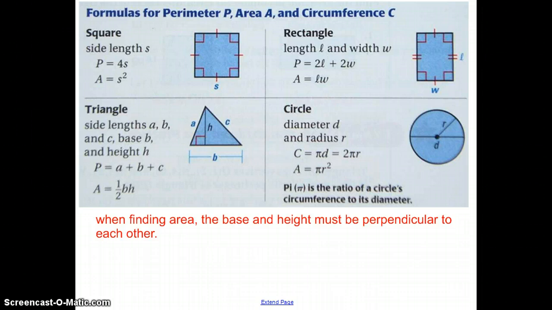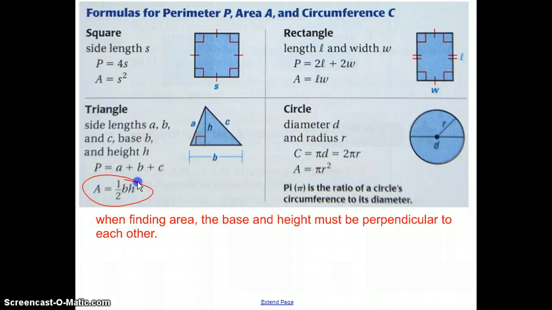The two that might be a little bit off is triangle. The area of a triangle is 1/2 times the base times the height. And as it says in red below this box here, when finding the area, the base and height must be perpendicular to each other, which is not a big deal when you're dealing with a square and a rectangle. But with a triangle, it looks a little bit different.